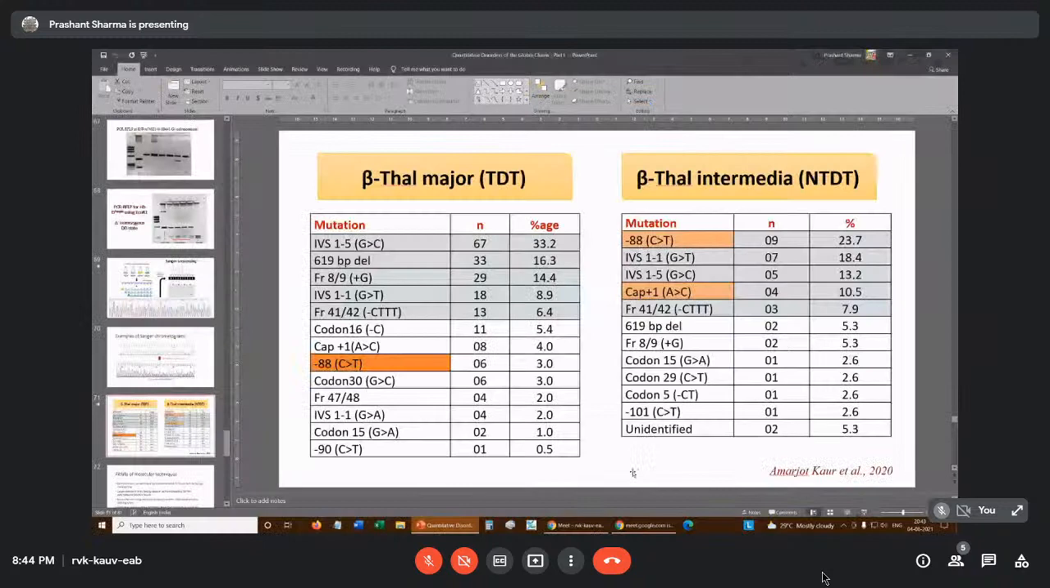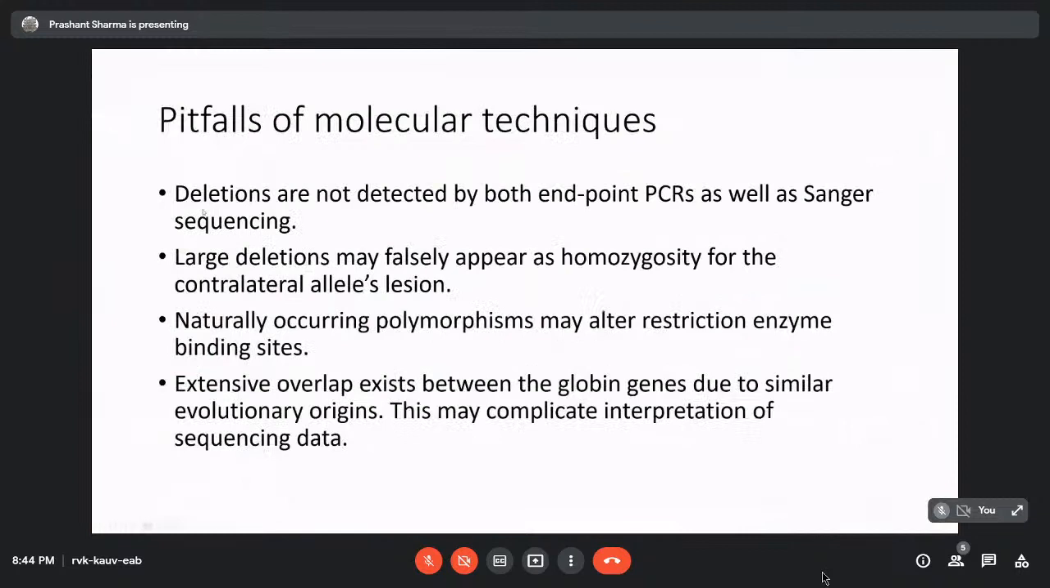So there are a few pitfalls of molecular techniques. Deletions are not detected by both endpoint PCRs as well as Sanger sequencing, so be careful. Large deletions, if present along with a point mutation on the contralateral allele, will end up looking as if they are homozygous for the opposite lesion if you have done Sanger sequencing or endpoint PCRs. You can design the best primers, but if there is a naturally occurring polymorphism in your patient at the point where the primer is binding or the restriction enzyme is binding, then the PCR is going to give you an opposite result to what you expect, because these are all based on whether your primer or RE found their site or didn't find it.